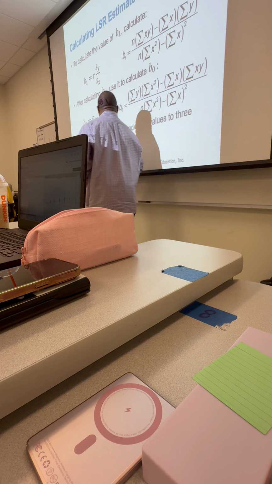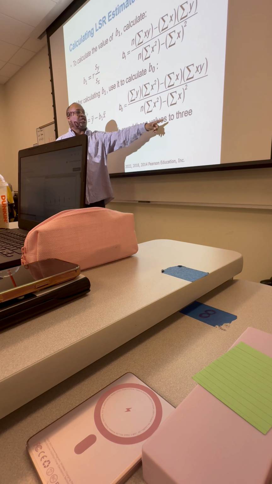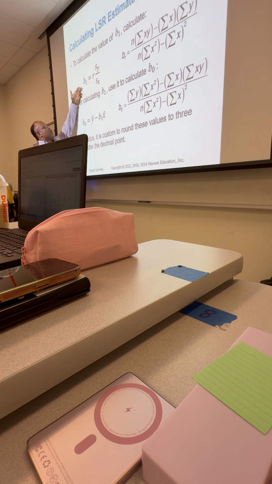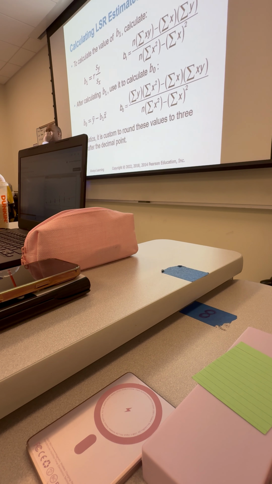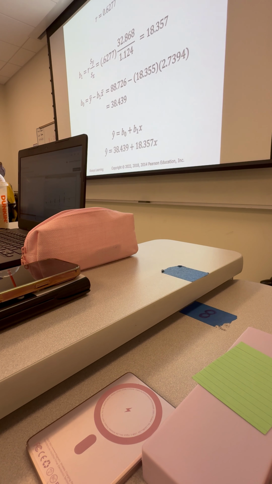Now, for regression, it's customary to round to three numbers after the decimal point. Underline this. That should have been underlined. Three numbers after the decimal point. So when you get these estimates, you should round them to three numbers after the decimal point, whether you did them by hand or with StatCrunch.